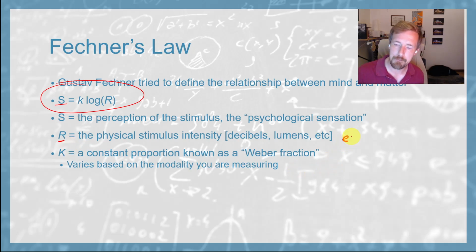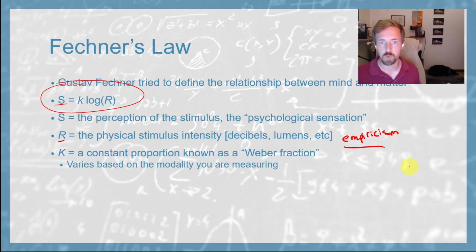And what I mean by empirical is that it obeys empiricism. So that means that if I measure it and you measure it, we will get the same thing, that we can agree on our measurements here. So there is no guesswork, there is no interpretation. It's simply, this is the physical intensity of it. That is R. And then K is going to be that Weber fraction.